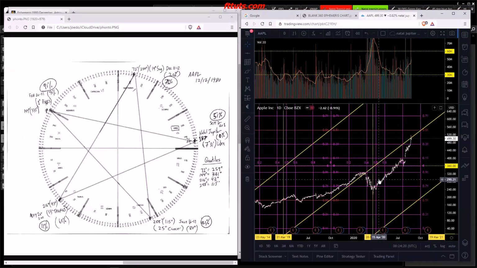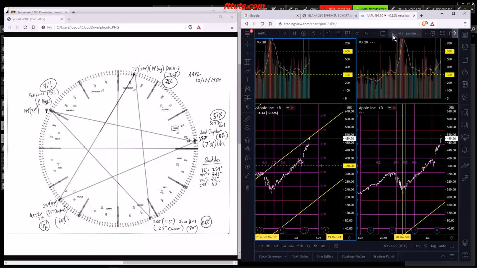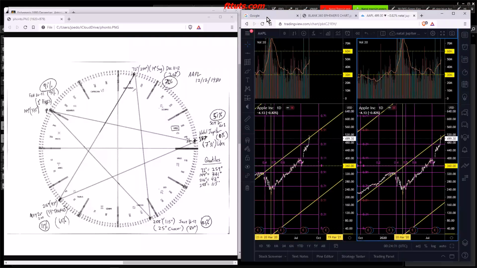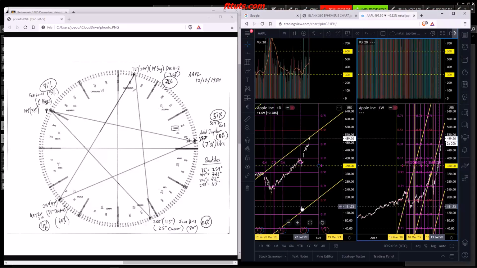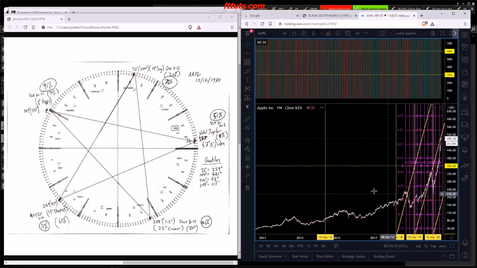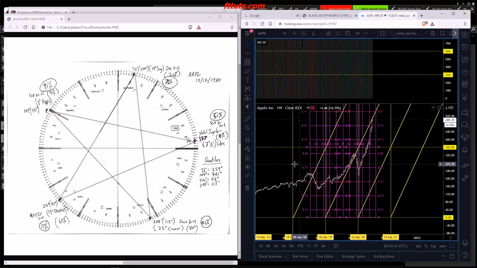I'm going to move on to plotting Jupiter here. So now I'm going to pull up a weekly chart. I'm just going to pull up another frame. I'll save it. If I move this to a weekly, and I'm going to get rid of the sun stuff. You don't need the sun in this case because we're going to be dealing with Jupiter now.